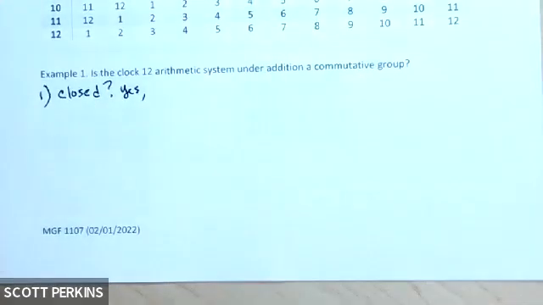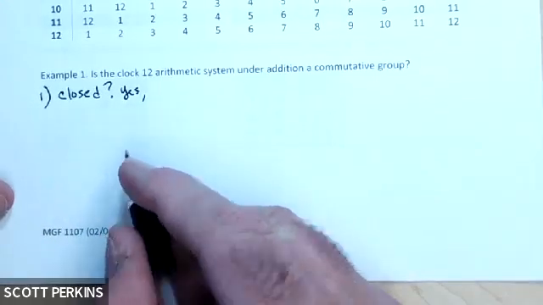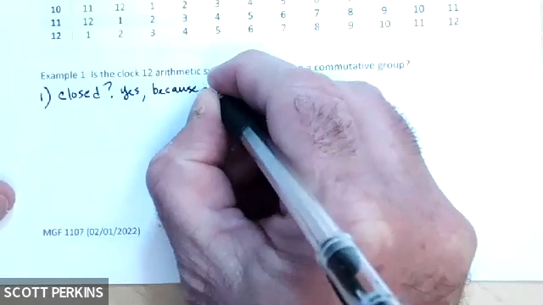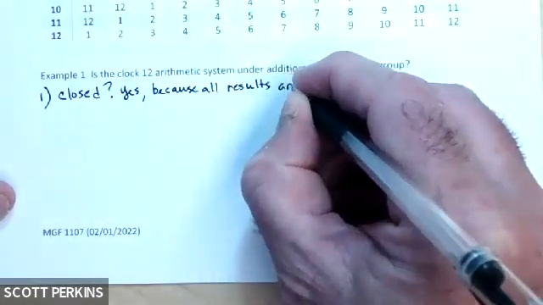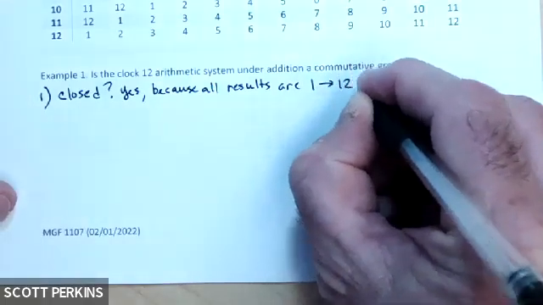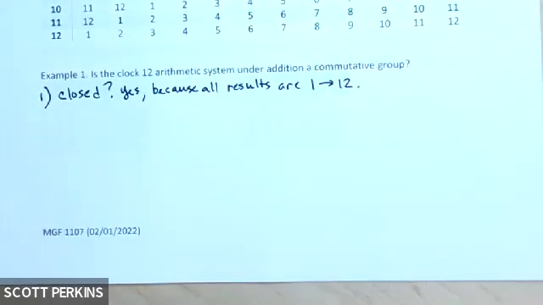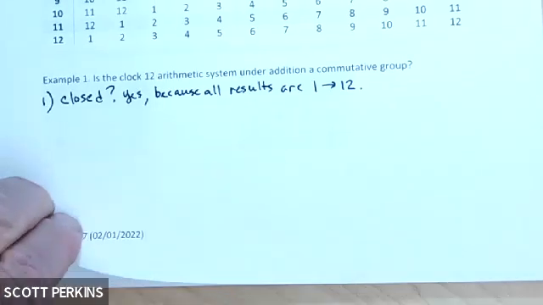And I'm going to give you a little reason so that you have it for your notes later, so you know how we justified this. Is this closed? Yes, because all results are 1 through 12. And I'm just going to summarize 1 through 12. Is anyone not understanding why that's closed? Well, then let's call a timeout and let's go to the next page. Okay.